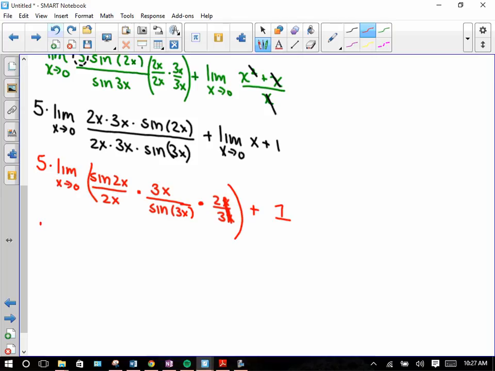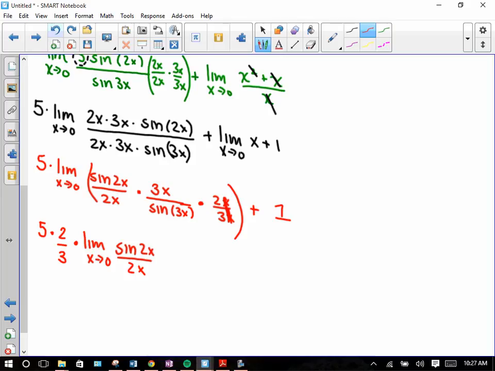Now, I have 5 times, do I have any more constants that I can pull out? 2/3, right? Just 2/3. Pull it out, so it's times 2/3 times the limit as x approaches 0 of sine 2x over 2x. Do I know anything about sine 3x?